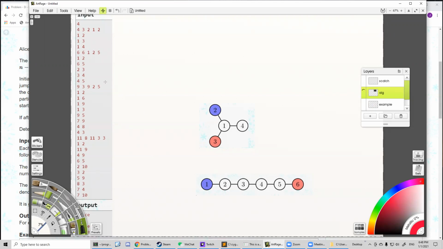So, there are going to be 4 test cases, and for each test case, it will give us 5 numbers. The first number is the number of nodes in the graph, right? We have 4 nodes in the graph. And the second is the starting point of Alice, which is 3, right? The red node. And the third number is the starting point of Bob, which is this node.